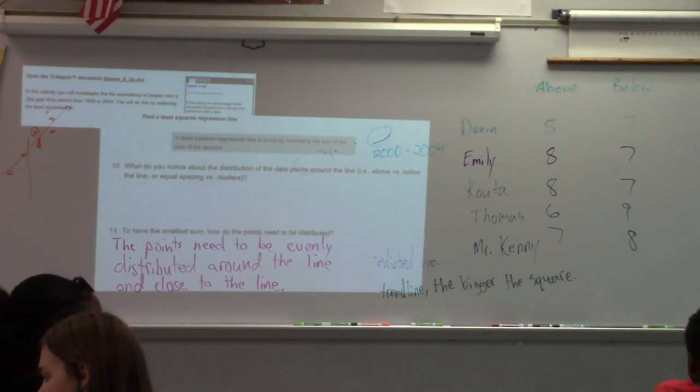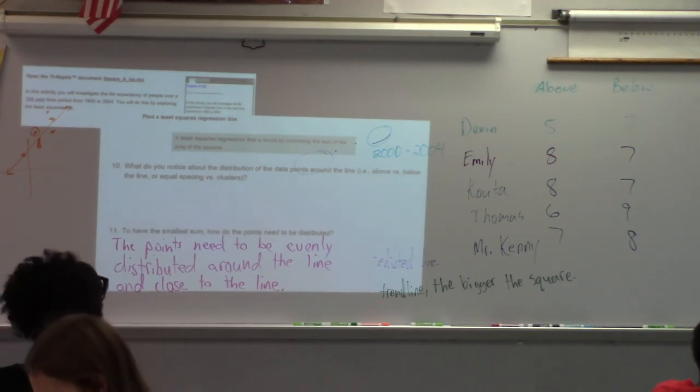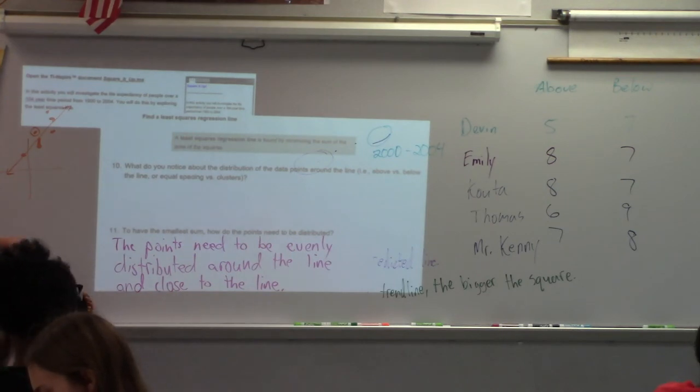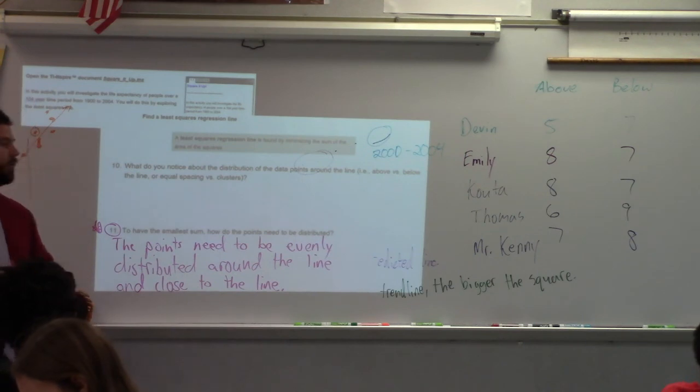Say again, Anaya? Say again. 10? That's this idea of them needing to be evenly above and below. The focus, look, even if you don't answer number 10, it's fine. Number 11 is the focus. Those points need to be evenly distributed around the line, meaning above and below. And they need to be close to the line.